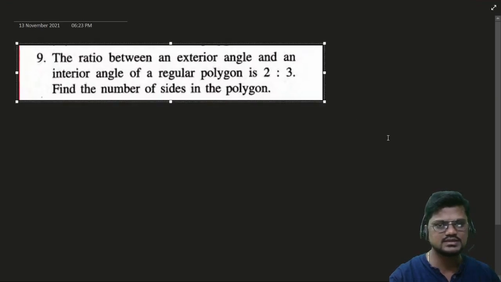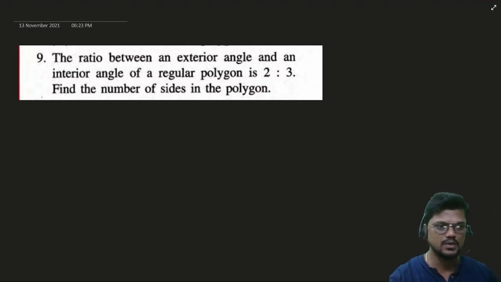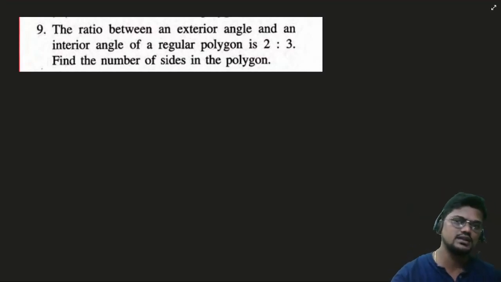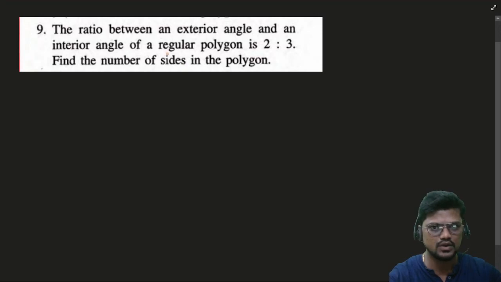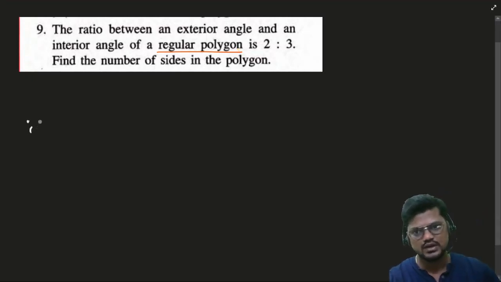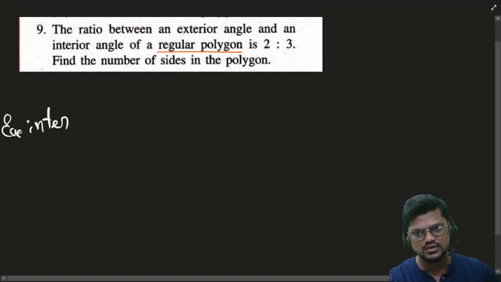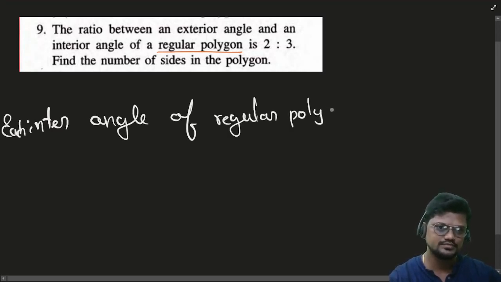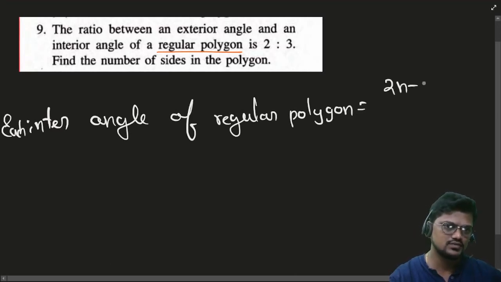The ratio between an exterior angle and an interior angle of a regular polygon is 2:3. Find the number of sides in the polygon. Again, they say regular polygon. We know the formula for interior as well as exterior angle. For interior, each interior angle of a regular polygon, what is the formula? 2n minus 4 into 90 divided by n.